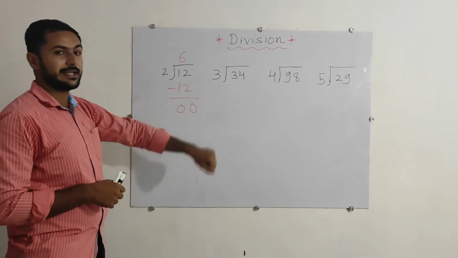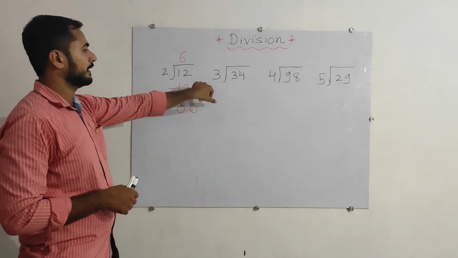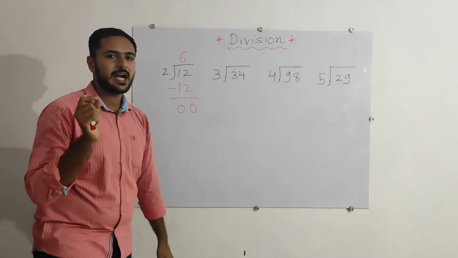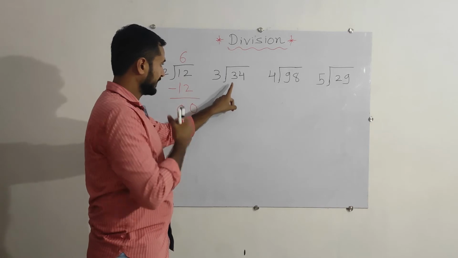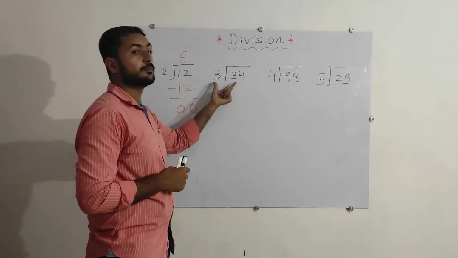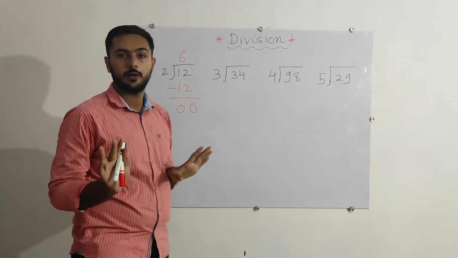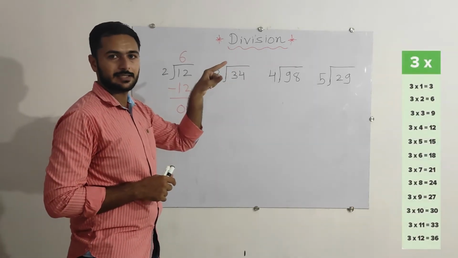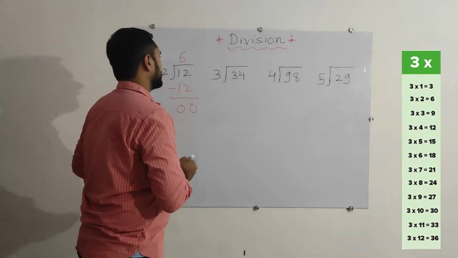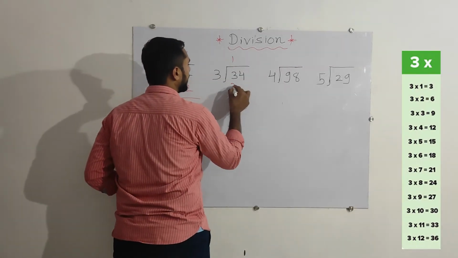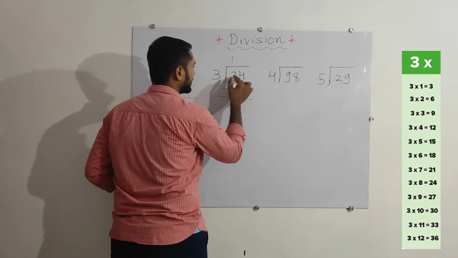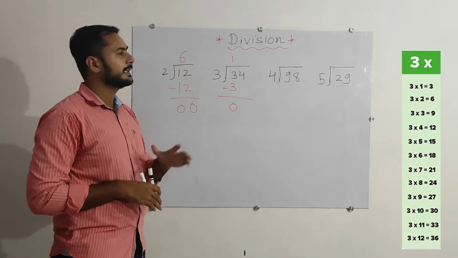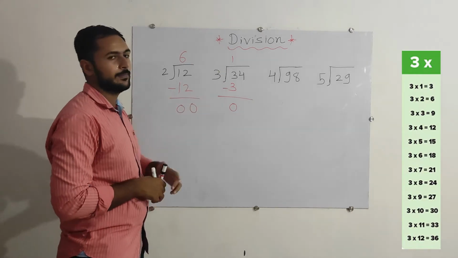Okay. Now for the next one, see the 3. This is the divisor, and in the dividend we will start with the first number. That is 3. Is 3 smaller than 3? No. It means we can identify it in the table of 3. See, 3 is there. 3 ones are 3. So we will write it like this: 3 ones are 3, and subtraction. 3 minus 3 is 0. Here we have completed the first number.